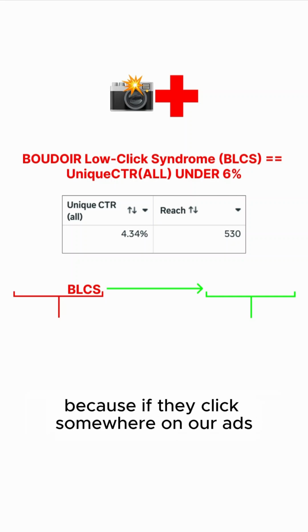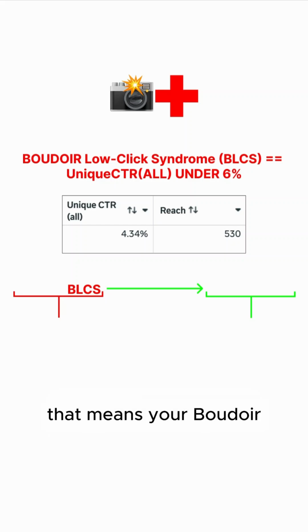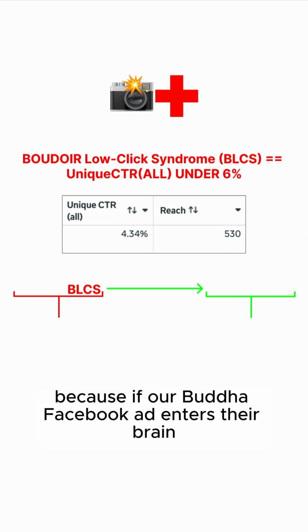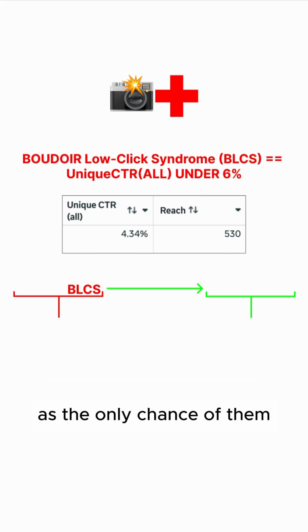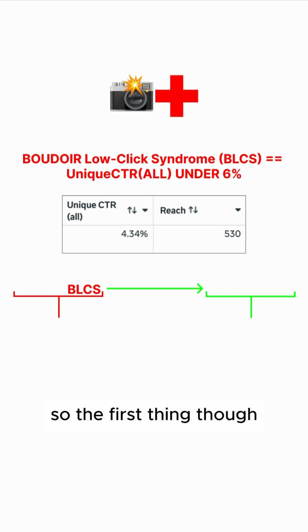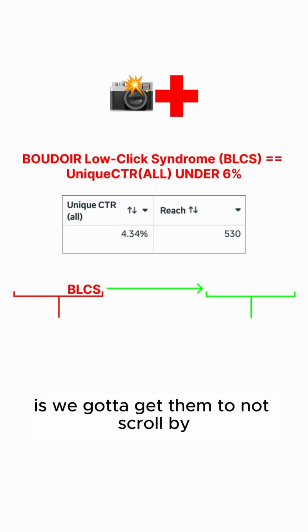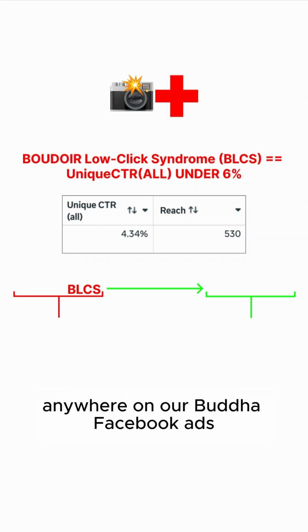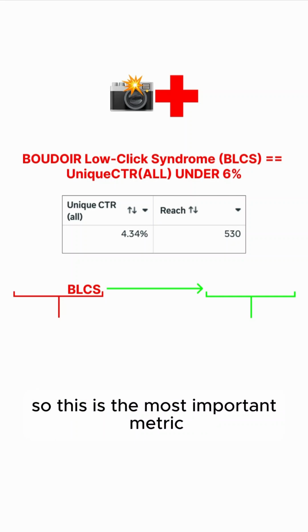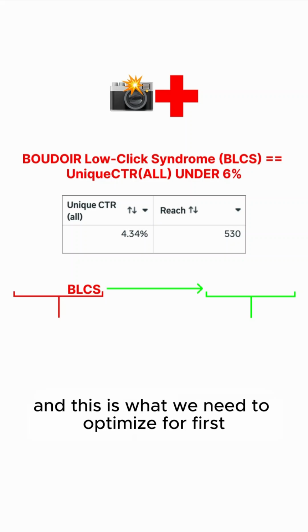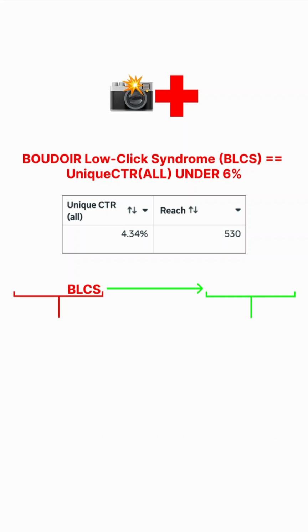And we care about this because if they click somewhere on our ads, that means your boudoir Facebook ad has entered their brain. And we care about that because if our boudoir Facebook ad enters their brain, that's the only chance of them buying from us being greater than 0%. So the first thing though is we gotta get them to not scroll by and instead click somewhere, anywhere on our boudoir Facebook ad. So this is the most important metric that we look at first when advertising. And this is what we need to optimize for first. It's kind of the highest leverage activity we can do for all of advertising.